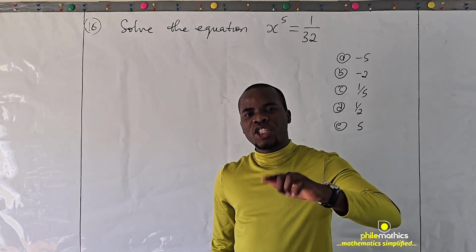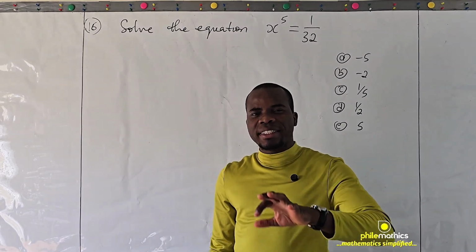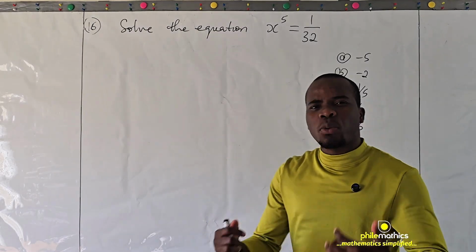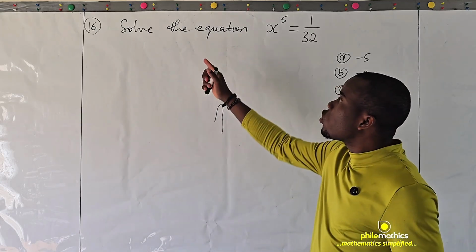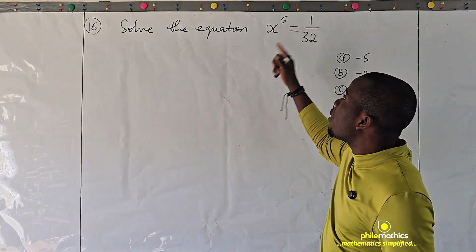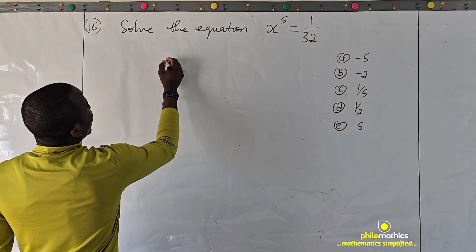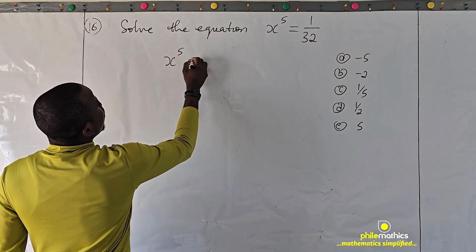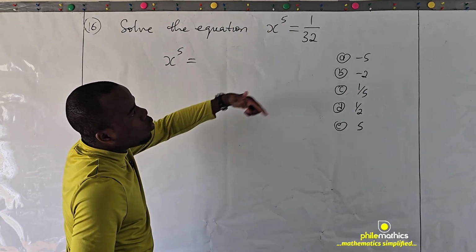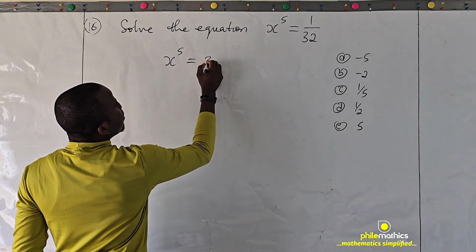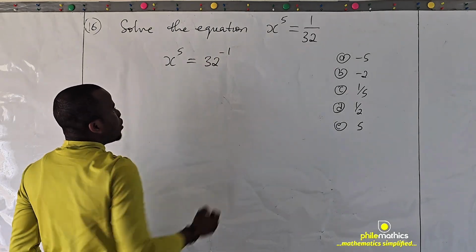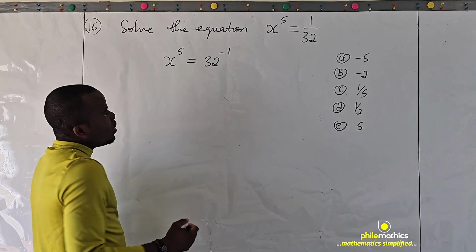The 16th question of NECO 2025 is a question on exponential equation. It says solve the equation x to the power 5 equals 1 over 32. So what we simply do here, x to the power 5, we can always write 1 over 32 as 32 to the power minus 1 from the laws of indices.